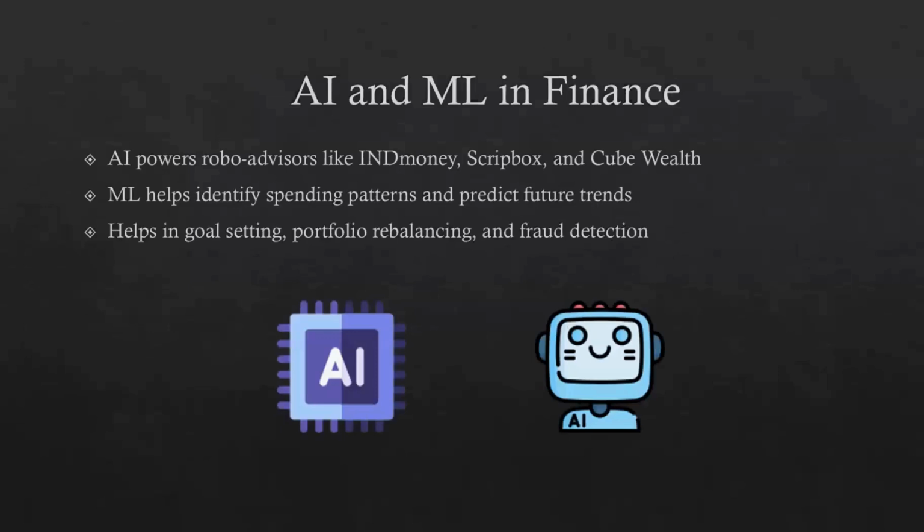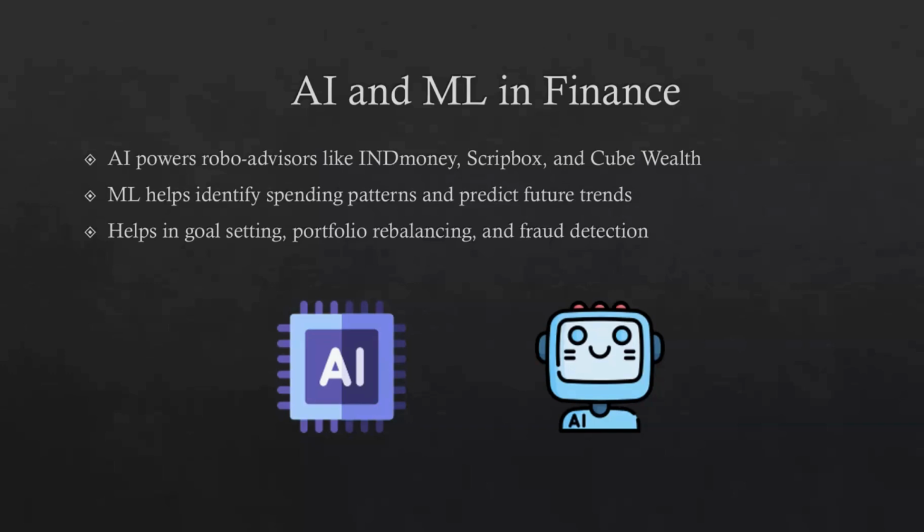Moving on, AI and ML in finance. AI is artificial intelligence and ML is machine learning, where AI is used in apps like Int Money and Box to track expenses. These two are the major expense tracking apps that help us save. Even Cube Wealth is also an app.